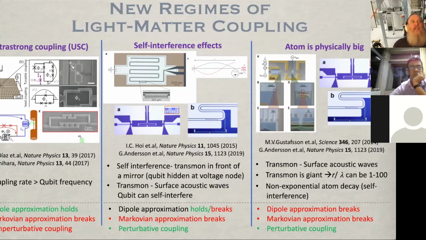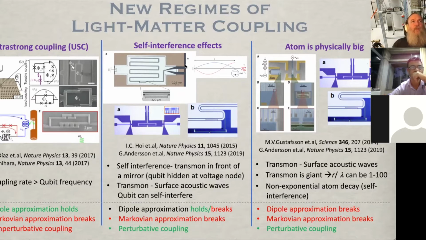And so in this case, clearly we break the perturbative approximation. The coupling is a larger energy, so it's obviously not perturbative. And then this tends to naturally break the Markovian approximation, just because the spectral density of the bath or quantum fluctuations isn't flat or white. Although in this case, we still had the dipole approximation holding. This qubit is much smaller than the wavelength.